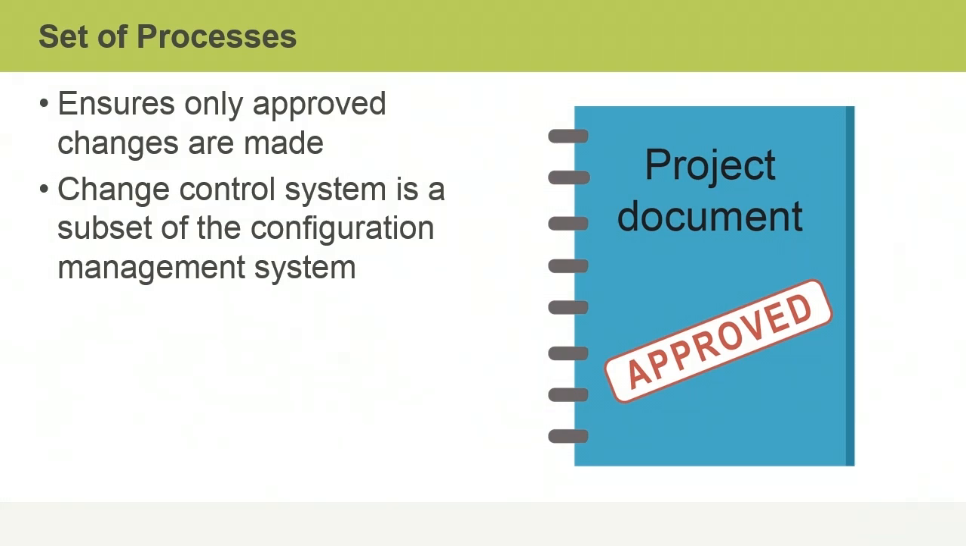In summary, performing integrated change control involves reviewing, approving, and managing changes to project deliverables, plans, and processes. This process helps ensure only necessary changes are approved and made, so a project remains within budget and on schedule.